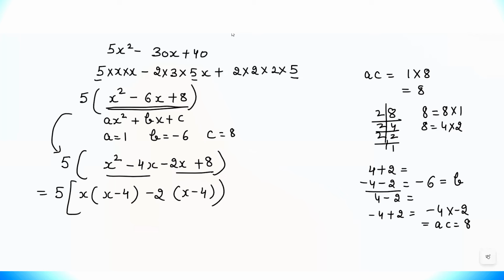That means 5 into x minus 4 is common. We'll write that. What is left? x minus 2 is left. So the factors of this equation are 5 into x minus 4 into x minus 2.